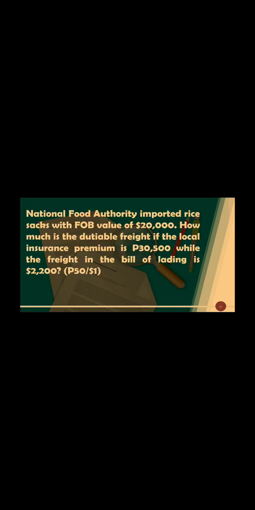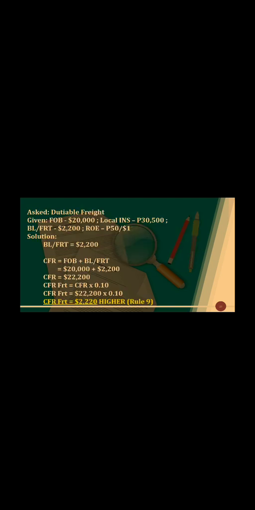Next is National Food Authority imported rice sacks with FOB value of $20,000. How much is the dutiable freight if the local insurance premium is 30,500 pesos, while the freight in the bill of lading is $2,200, and the rate of exchange is 50 pesos per $1? So what is asked is dutiable freight. The given is the FOB value of $20,000, local insurance of 30,500 pesos, bill of lading freight of $2,200, and rate of exchange of 50 pesos per $1.